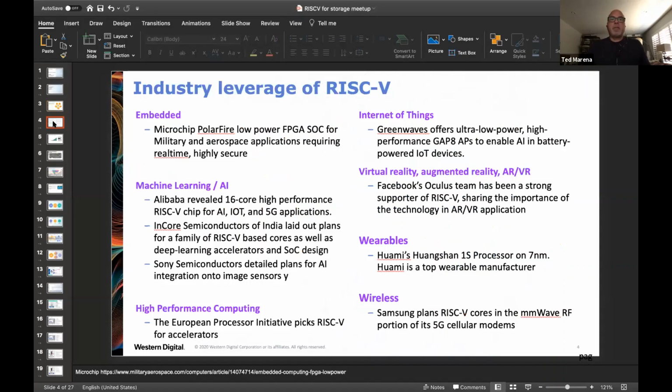All right. For those of you on the call who maybe have heard of RISC-V but don't see it as super prominent.